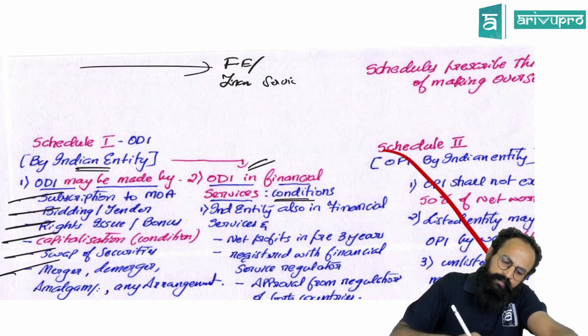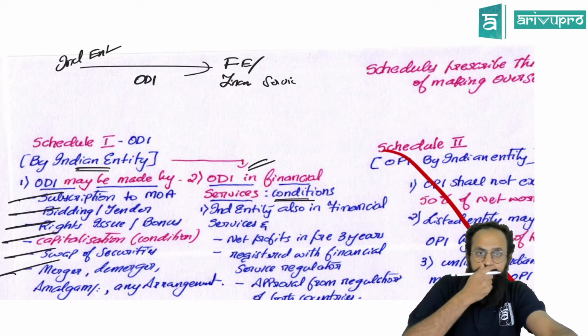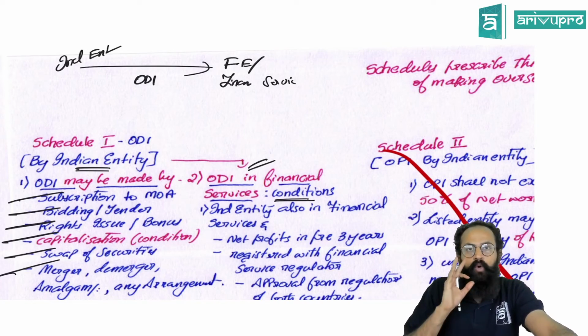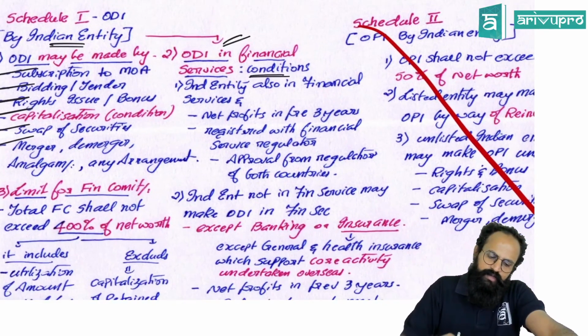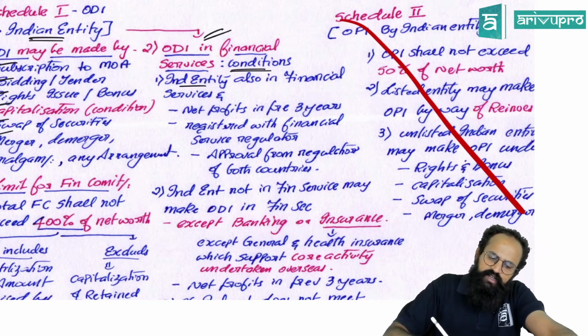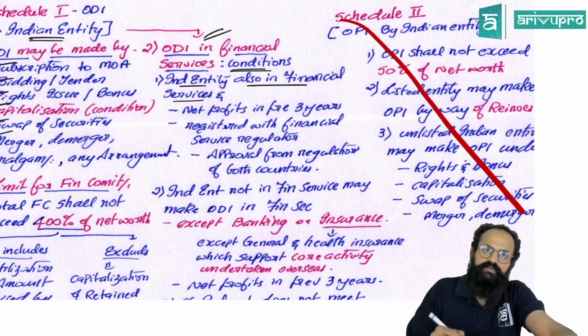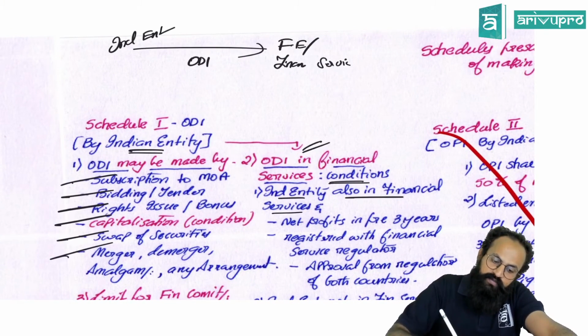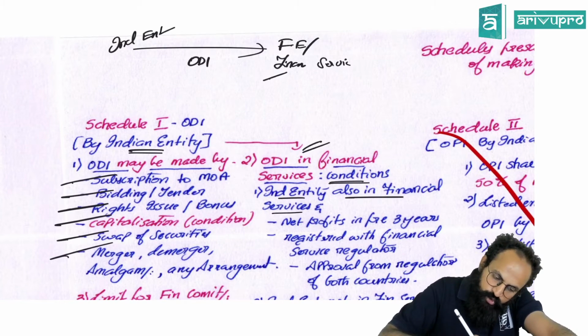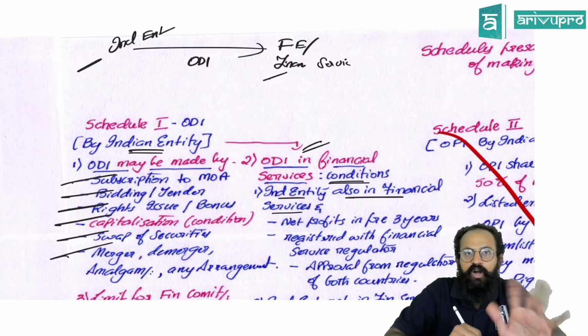Sir, for such a company, we are planning to make an ODI. The Indian entity is planning to make an investment into a financial services company outside India. Okay. What are the things you need to keep in mind? First one, the Indian entity also should be in financial services. Imagine, if you are investing in financial services, you should also be in financial services. If not, you cannot invest.